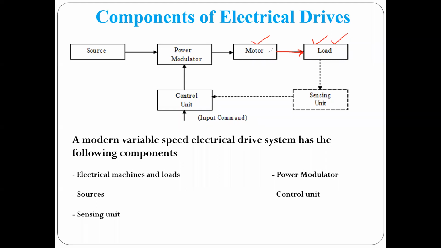So for example, if we see a flour mill, what happens? The motor is in one place and the machine is in another place. The motor and this machine are connected with the help of a belt. Is it clear? So what we can say is that the motor and load can be connected with the help of a chain, a belt, or a rope, or the motor is directly connected to the load.